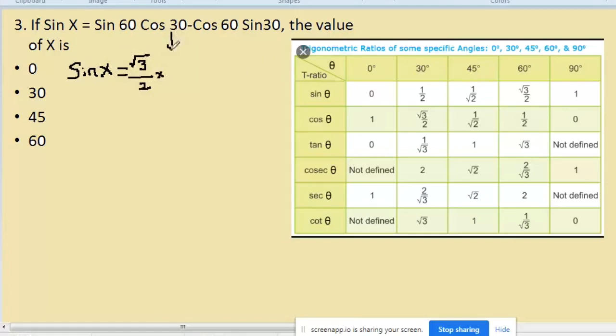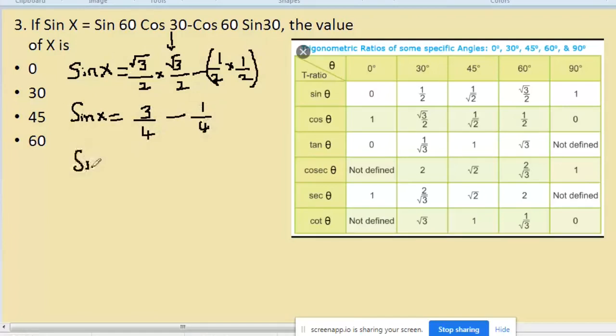Similarly, cos 30 value is also root 3 by 2, minus cos 60. What is cos 60 value? 1 by 2. And sin 30 is also 1 by 2. I'm just replacing the trigonometric angles based on the question. So sin x is equal to root 3 into root 3 is 3, 2 2s are 4, minus 1 by 2 into 1 by 2 is 1 by 4. It's a simple calculation. Sin x is equal to, we have LCM 4, 3 minus 1 is 2. So sin x is equal to 2 by 4, which is nothing but 1 by 2.